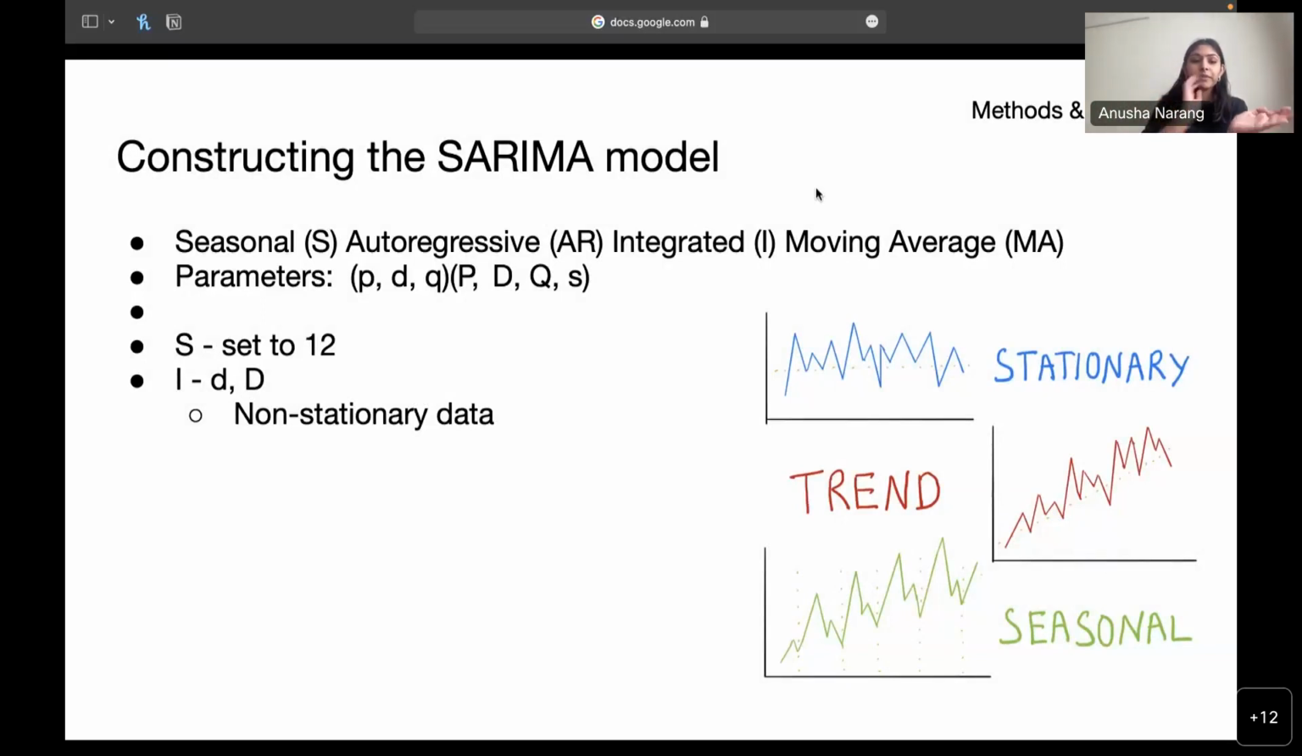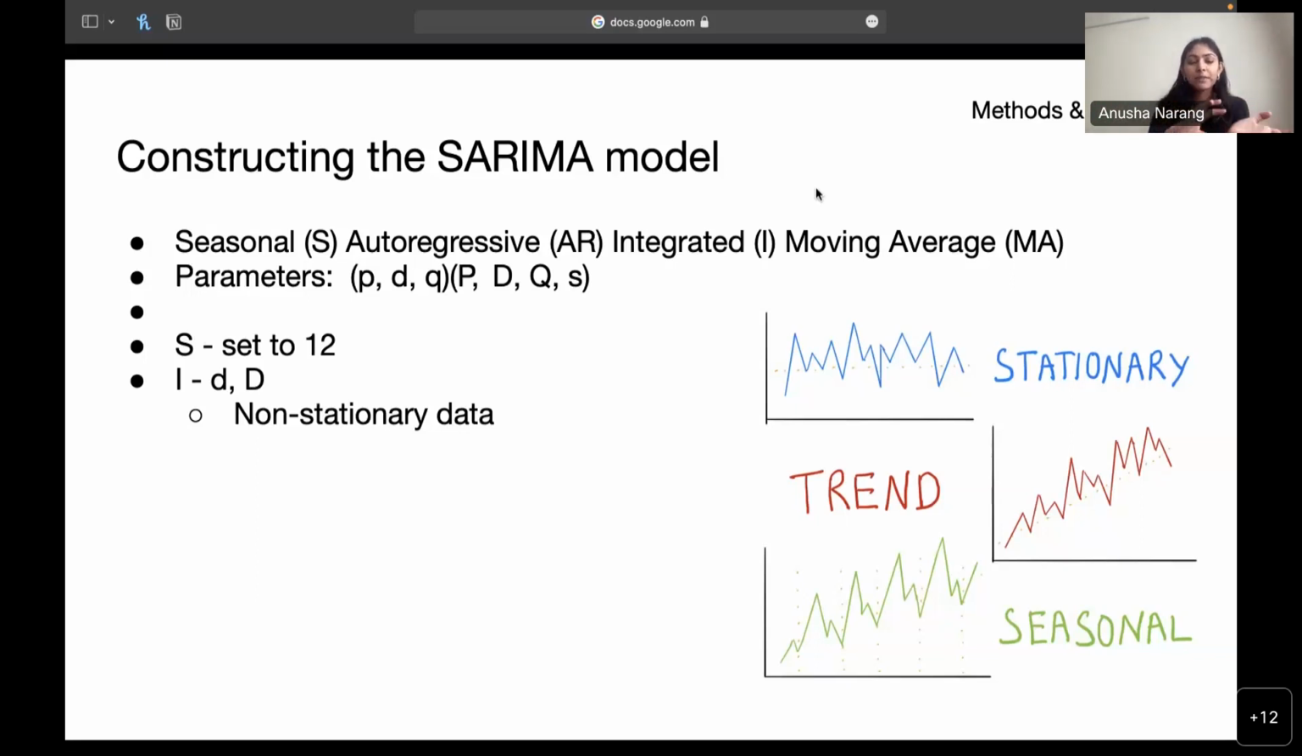The parameters for this are p, d, and q, where p corresponds to autoregressive, d corresponds to integrated, and q corresponds to moving average, and then the uppercase versions of those letters are the seasonal counterparts. And then s corresponds to the length of the season. So for this study, I set s to 12 to represent one full year.